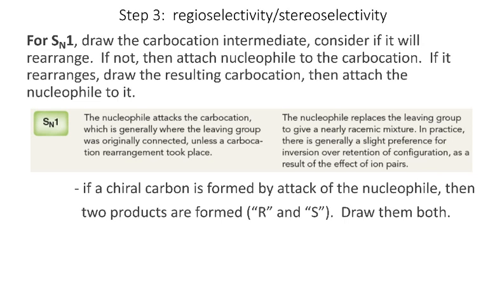When we consider the stereochemistry, the nucleophile replaces the leaving group, and we tend to get both retention of configuration and inversion of configuration due to the formation of ion pairs between the leaving group and the carbocation. Usually we get a little bit more of the product that results from the inversion of configuration and a backside attack.